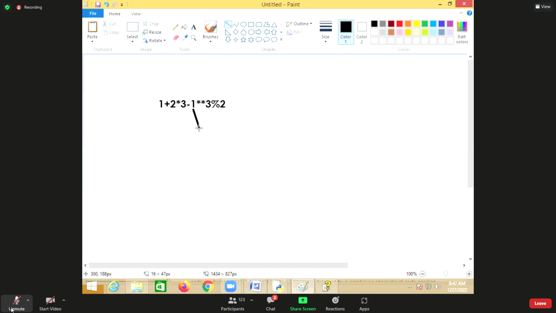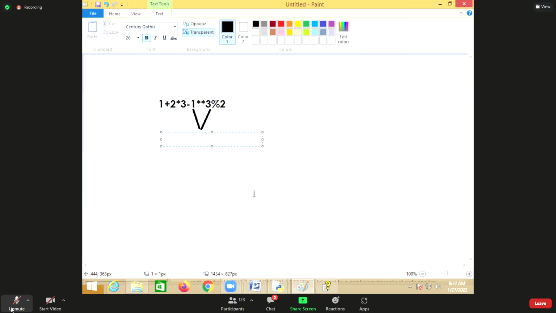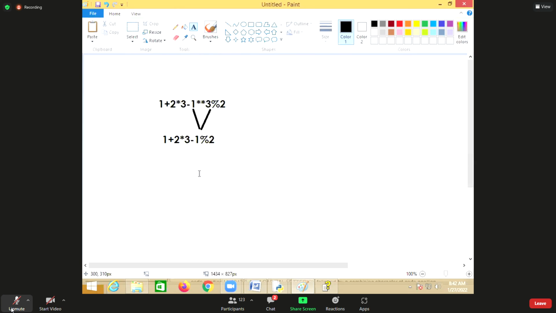That is 1 to the power of 3, which is 1. Then my expression is 1 + 2 * 3 - 1 * 1 % 2. Next, how many operators are there? Plus, star, minus, and percentage.